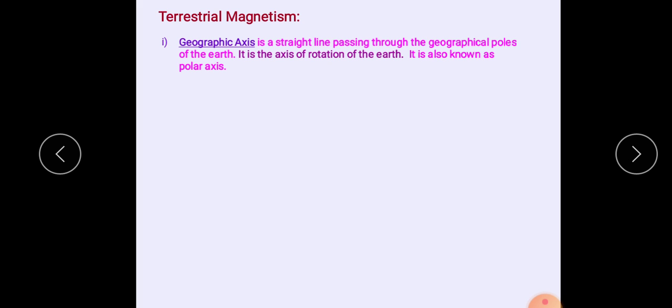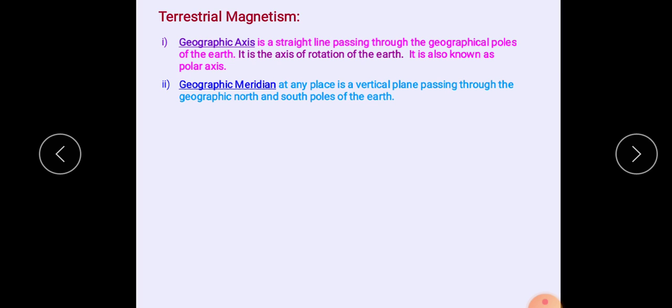Now, the terrestrial magnetism, the basic terms related to this are: geographic axis is a straight line passing through the geographical poles of the Earth. It is the axis of rotation of the Earth. It is also known as polar axis. That means the axis of rotation of Earth is the geographic axis.